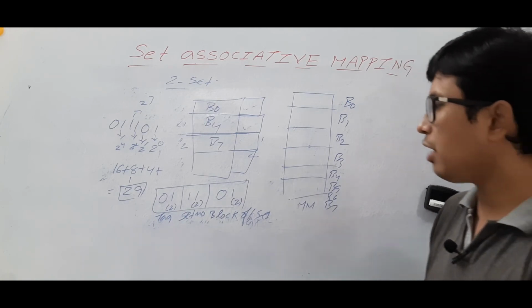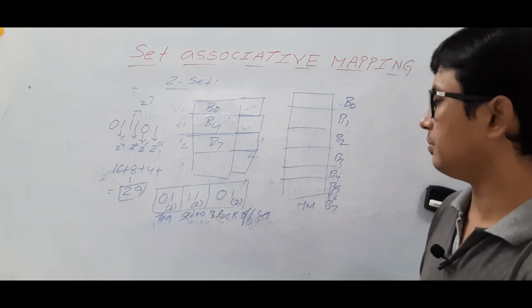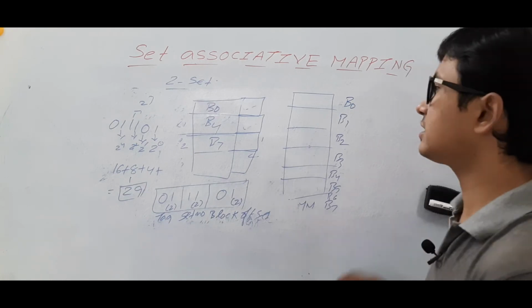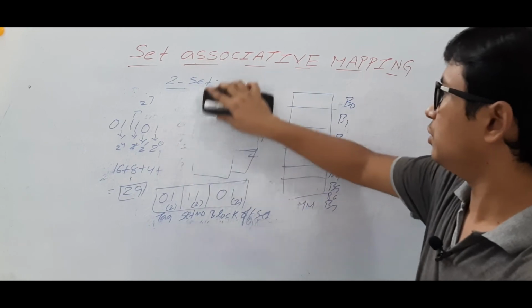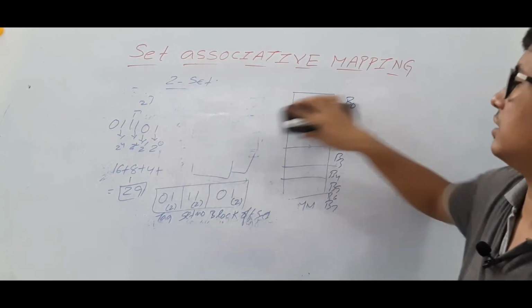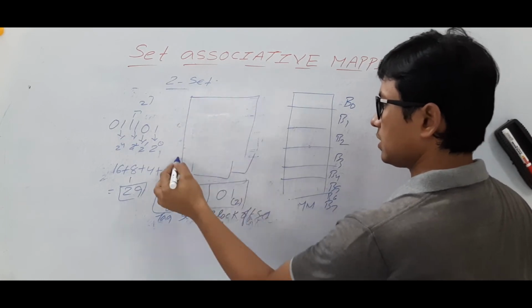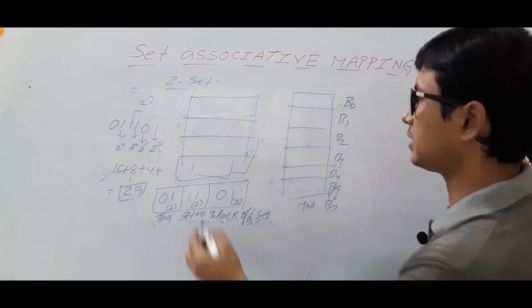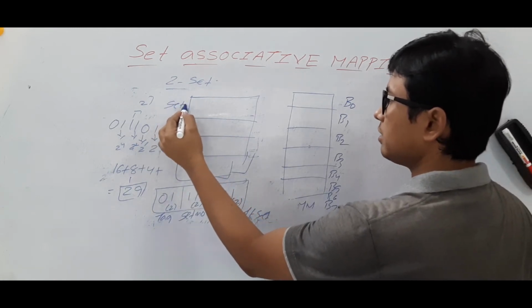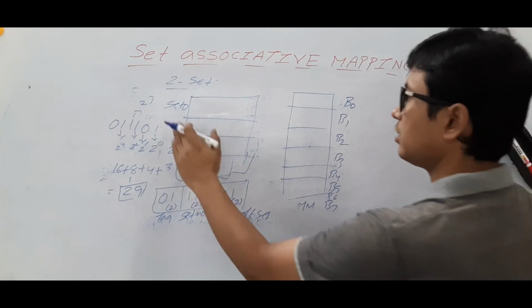If you have 2 bits for the set number, then how many sets are there? The meaning is that you have 4 sets. Am I right or wrong? You have 4 sets: set number 0, set number 1, set number 2, set number 3. Are you able to follow it or not?